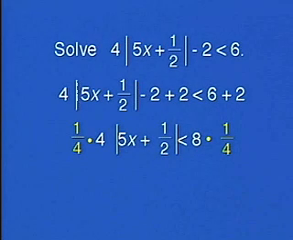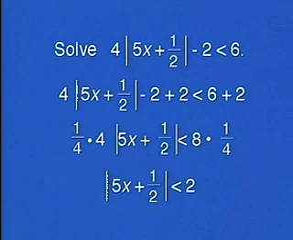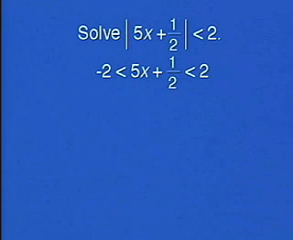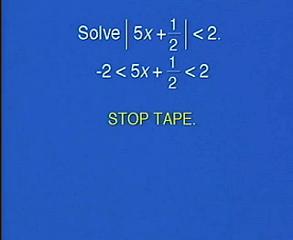This gives us the absolute value of 5x plus 1/2 is less than 2. And we have successfully isolated the absolute value. Now, we can rewrite this as negative 2 is less than 5x plus 1/2 is less than 2. Why don't we pause the tape here and let you try to complete this problem?